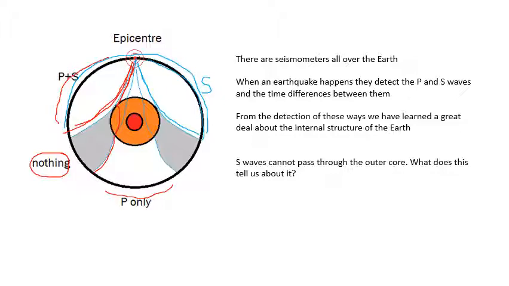Now, the point is that if you pick up all these P and S waves with your seismometers, you can actually figure out what's going on inside the Earth. This is how we know the structure of the Earth. We know that the Earth has a mantle and an outer core and an inner core from detecting P and S waves whenever an earthquake happens.